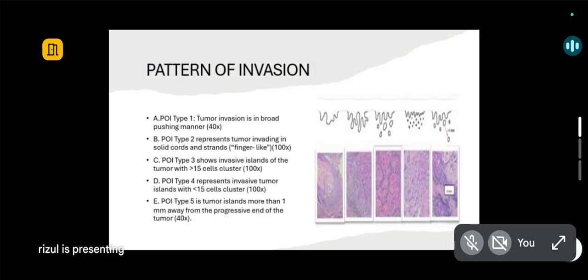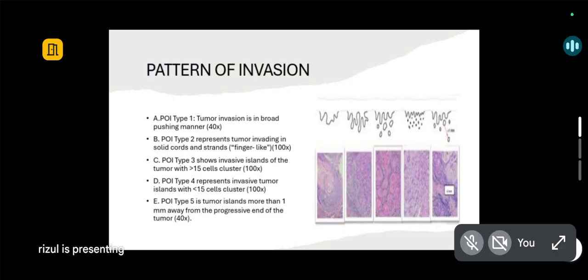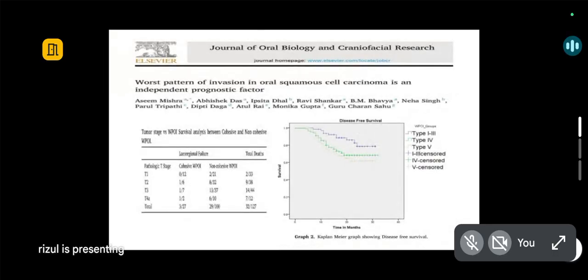Type 1 is the tumor invasion as shown in the diagram, which is the broad pushing manner. Then type 2 means invading like finger-like solid cords and strands. Then type 3, where there are invasive islands of tumor with more than 15 cells in a cluster. Then type 4, where the islands are less than 15 cells in a cluster. And finally type 5, where the tumor islands are more than 1 mm away from the progressive end of the tumor.